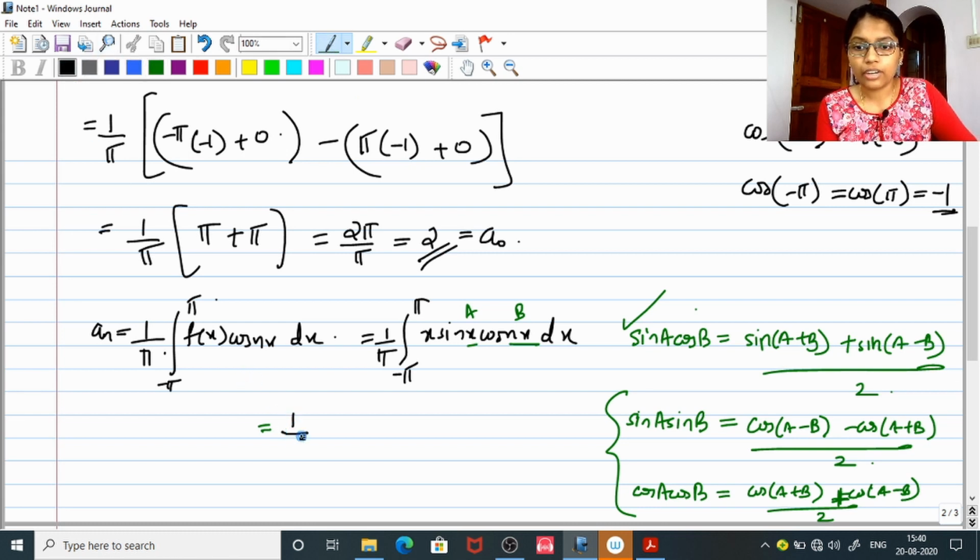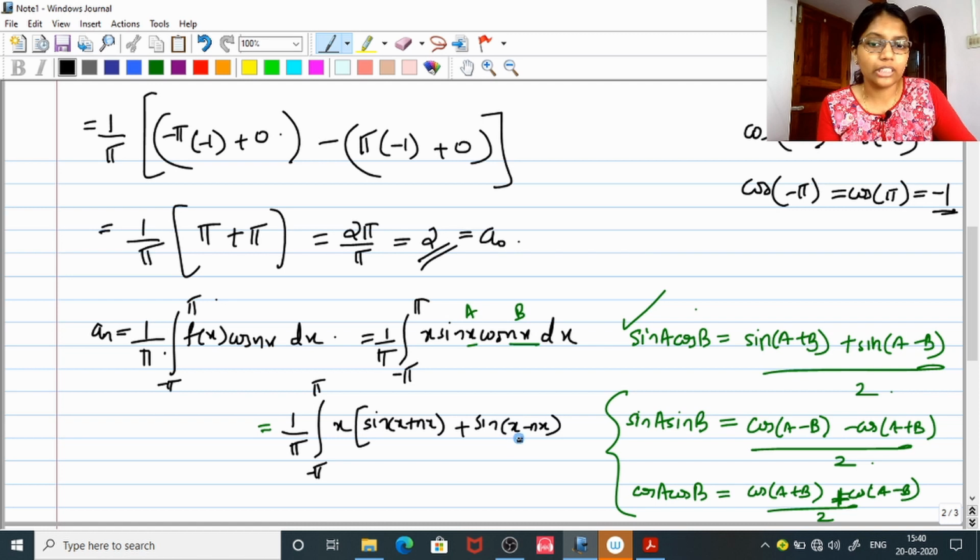It is 1 by pi integral from negative pi to pi of x into, what is sin x cos nx? It is sin of A plus B, which is sin of x plus nx, plus sin of A minus B, that means sin of x minus nx, whole division 2, dx. Okay. We have just replaced the expression. Now we are moving on to integrate it.